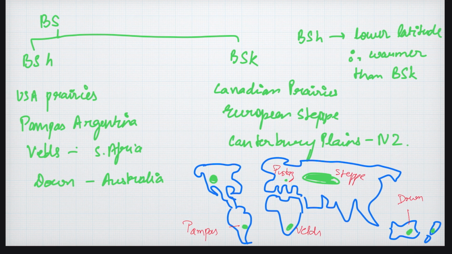Now coming to BS, which is the semi-arid type of climate. It is also of two types, BSH and BSK. BS is further subdivided based on temperature. H stands for hot and K is cold. BSH is found in the lower latitudes, therefore it is much warmer than the BSK type of climate. Now, based on their temperature difference, you would have US prairies, whereas the colder version of it would be Canadian prairies, Pampas of Argentina, Pustas in Europe, steppes, downs of Australia, Veld of South Africa.